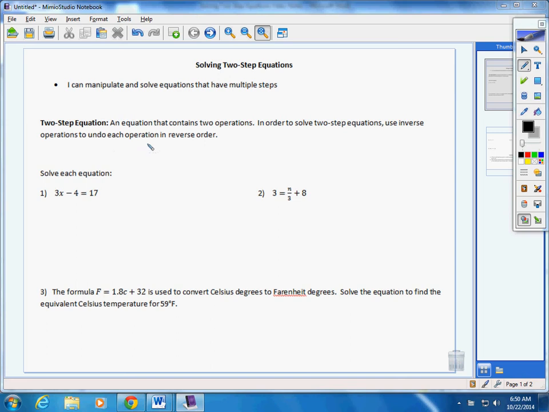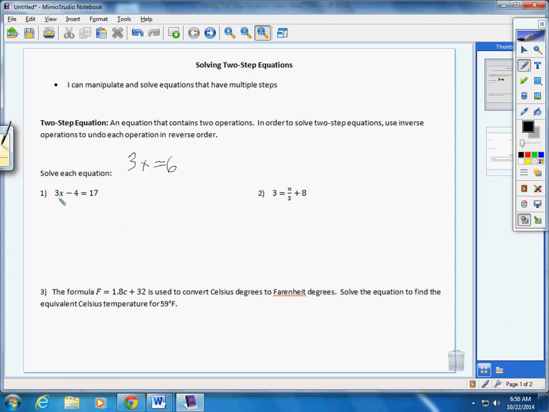Alright, first things first, a two-step equation is this. It's an equation that contains two operations. In order to solve two-step equations, use inverse operations to undo each operation in reverse order. So what we saw before today were problems like 3x equals 6. And all you had to do is divide by 3 on both sides. It took one step to solve it.